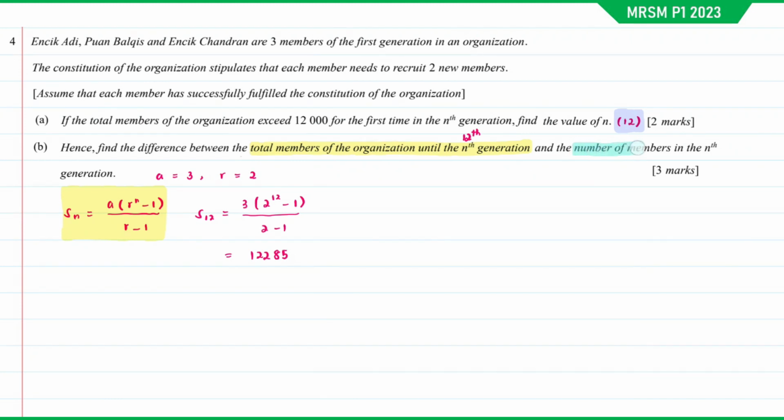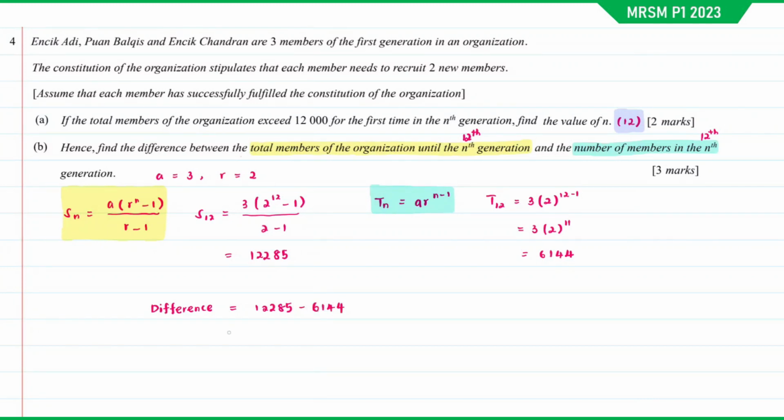And to find the number of members in the 12th generation, we're going to use the formula Tn. So T12 is equal to 3 times 2 to the power of 12 minus 1. This is equal to 3 times 2 to the power of 11, which is equal to 6144. To find the difference, it will be 12,285 minus 6144, which is equal to 6141.